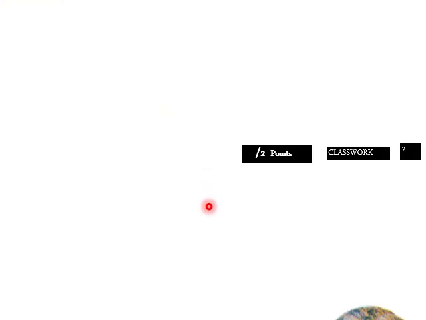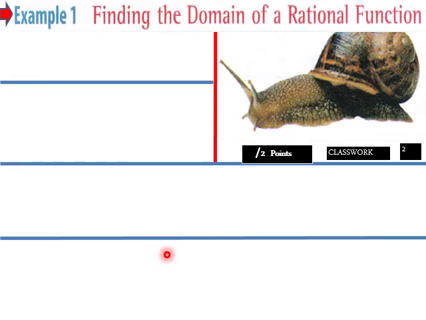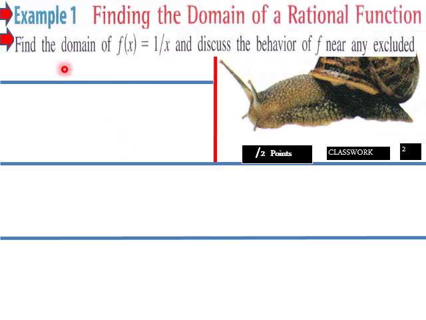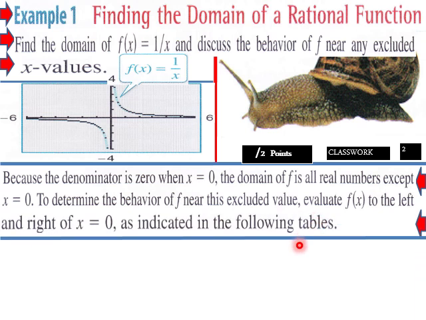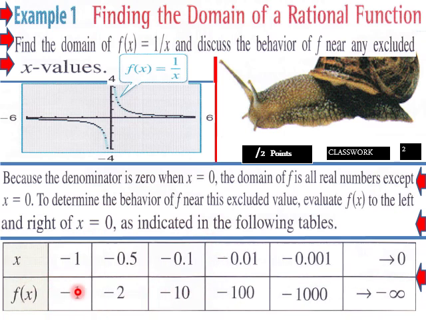So let's take a look at finding the domain of a rational function. Find the domain of f of x equals 1 over x, and discuss the behavior of f near excluded x values. So this is f of x equals 1 over x. This would be the graph of that. Because the denominator is 0 when x equals 0, the domain of f is all reals except where x equals 0. To determine the behavior of f near this excluded value, evaluate f of x to the left and right of x equals 0 as indicated by the following tables here.